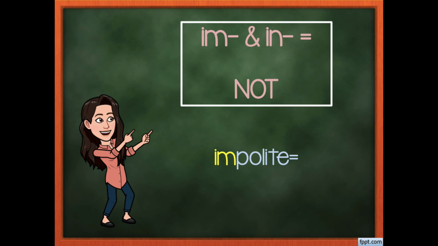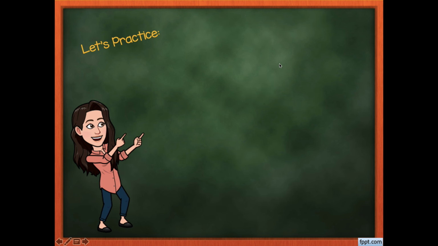Impolite. Have you ever heard an adult tell you, don't say that, that's impolite? What are they telling you that means? That means that something you have done or said is not polite. The prefix im, just like the prefix in, also means not. Ready to have some practice?